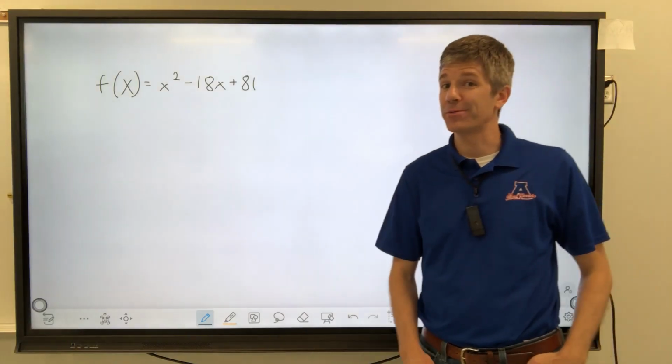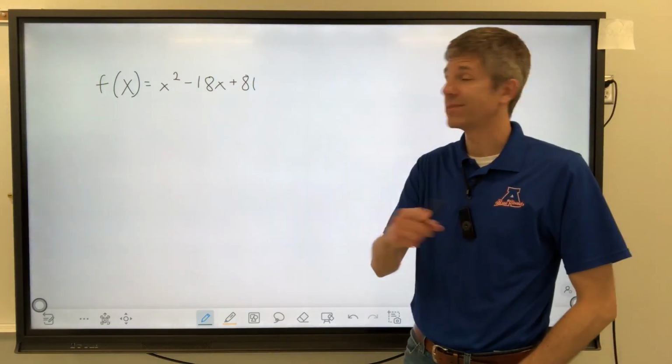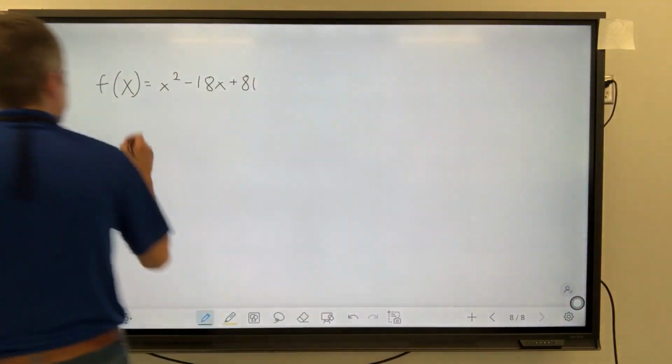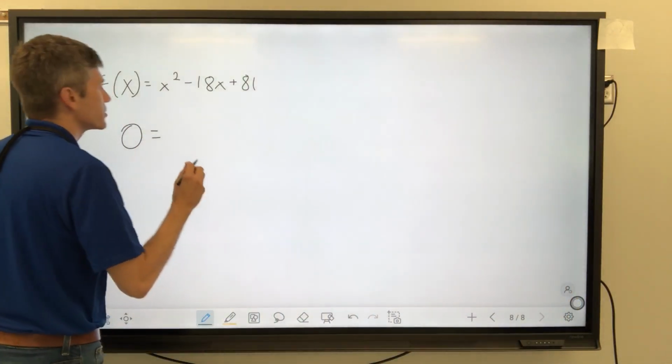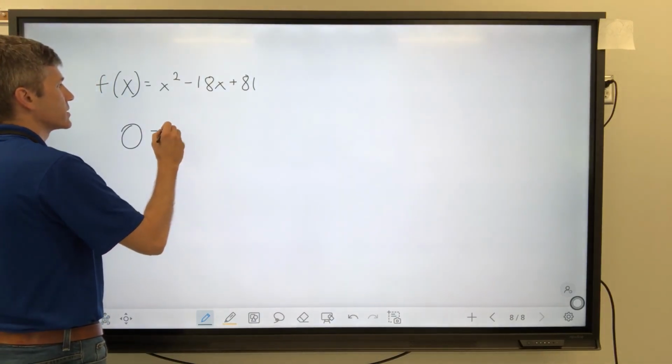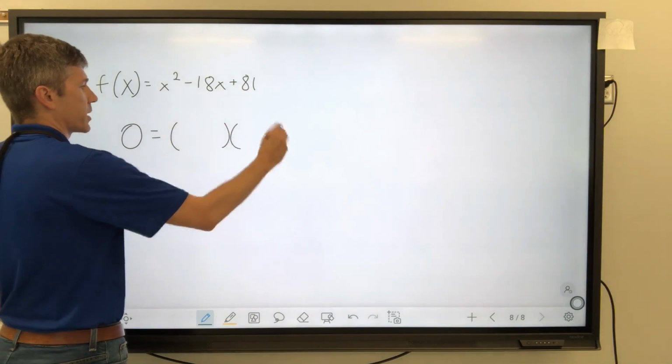Let's find the roots. How many roots are you looking for? What's your degree? 2. There you go. We're going to find 2 answers. 2 solutions, 2 zeros, potentially 2 x-intercepts. So let's go ahead and set that equal to 0. Let's go ahead and start the factoring process.